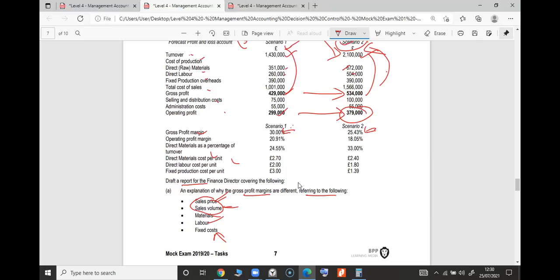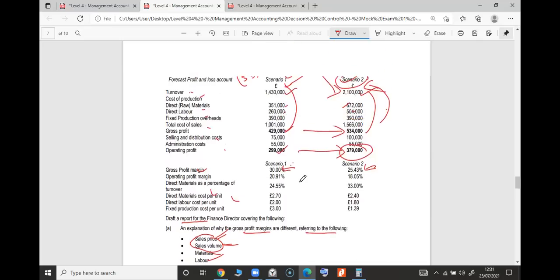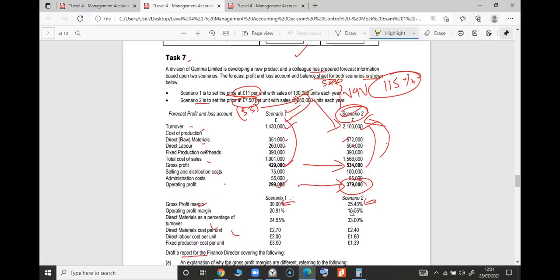Why is the contribution higher, you know? The simple and easy answer, choose and pick here: because you're selling at 11. Which one is higher, 11 or 7.50? Clear? Yeah, Richard, well done. Selling price is more in scenario 1. You get a couple of marks for that. And how much by? 3.5. You get 1 more mark for that.